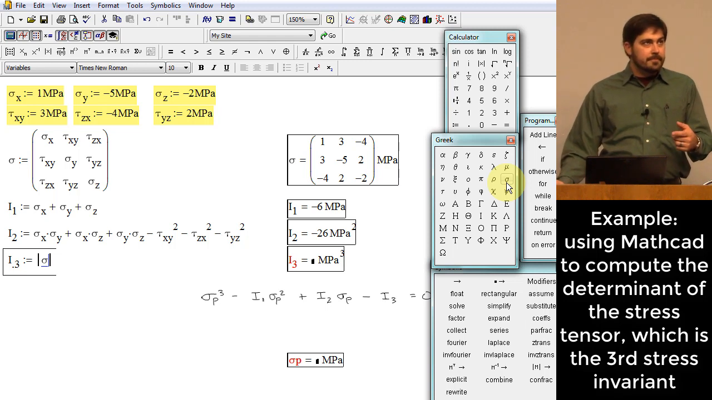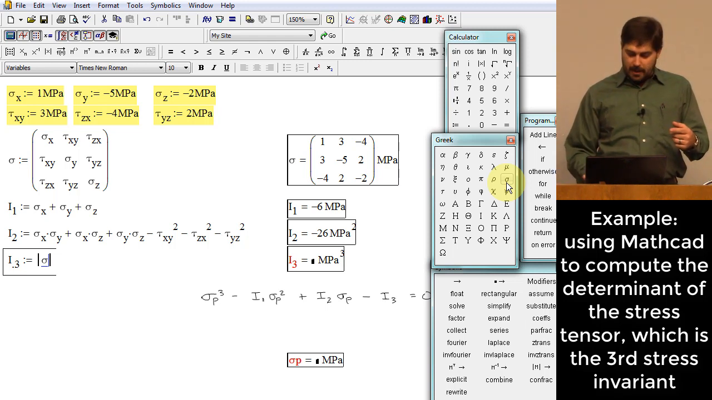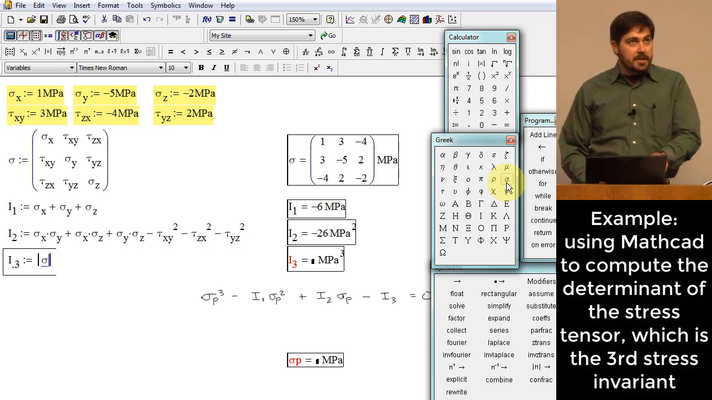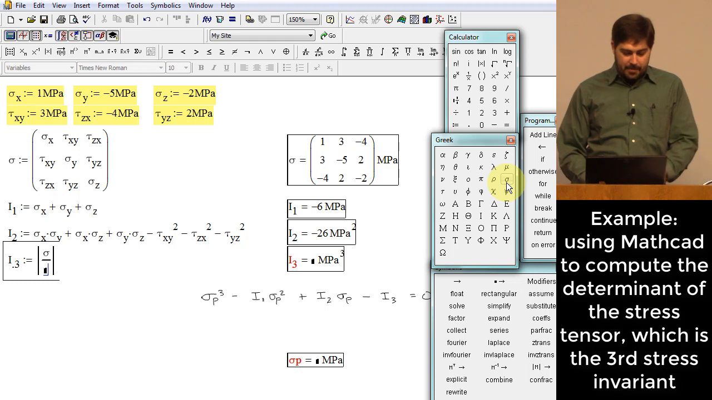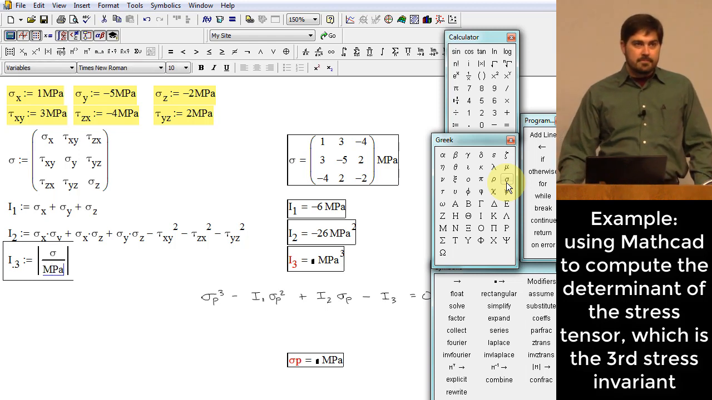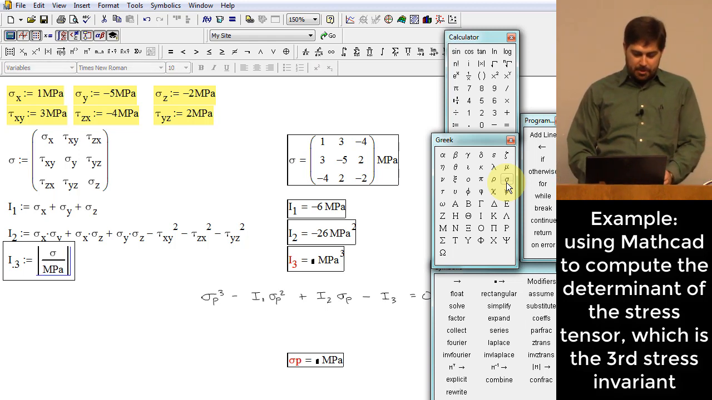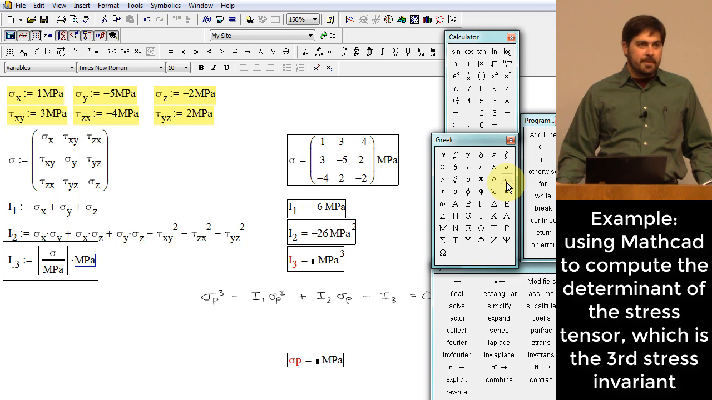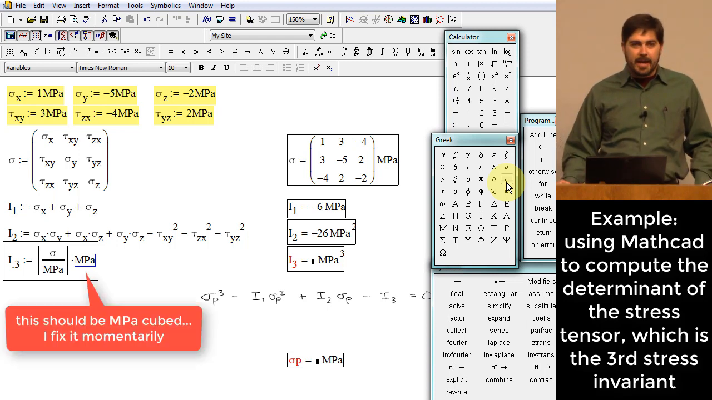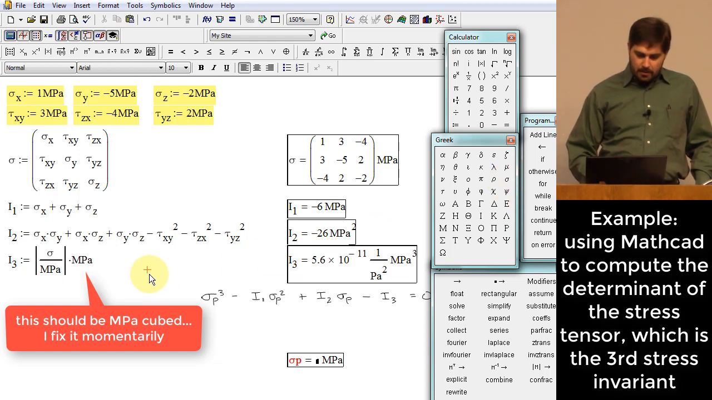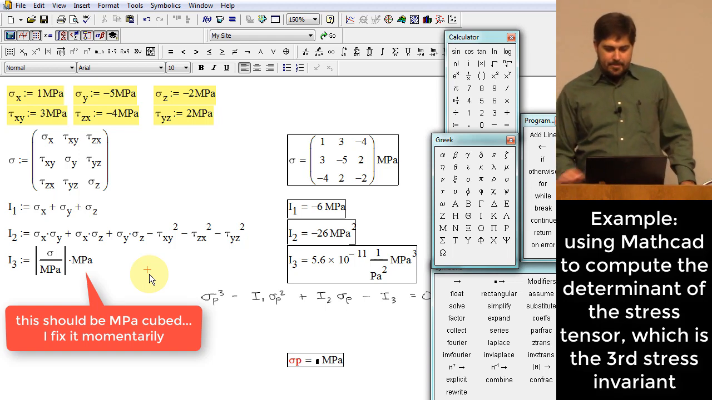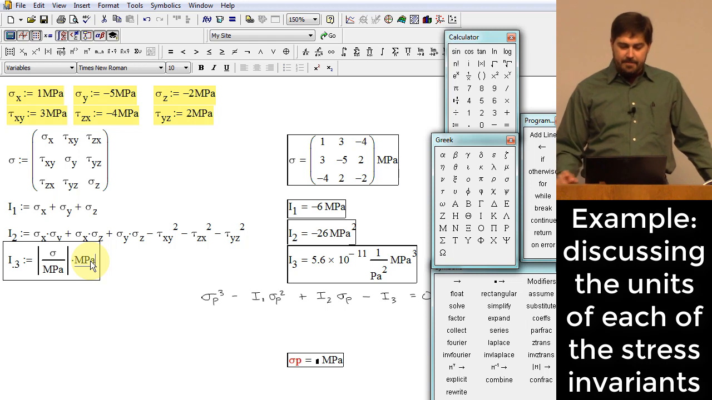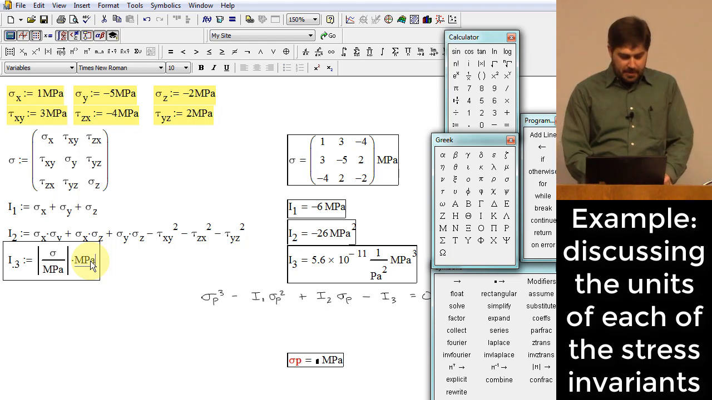So what should I do? This sigma is going to be in MPa. To get rid of that, I can divide by MPa. Makes sense? If I want to keep my MPa, all I have to do is multiply again out here. So that's a workaround for the fact that Mathcad doesn't like to do determinants on values that have units. And what should I have put out here instead of MPa? This should be MPa cubed.